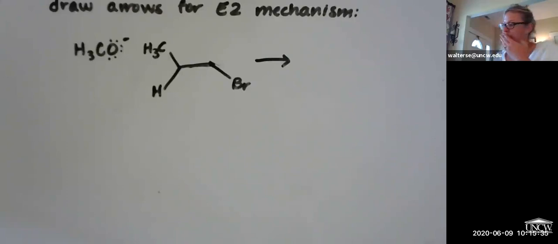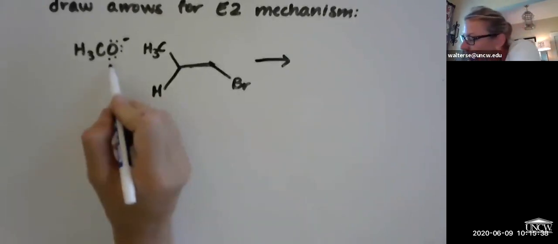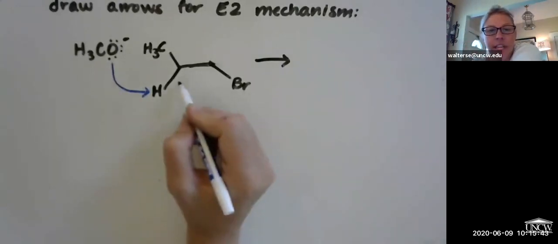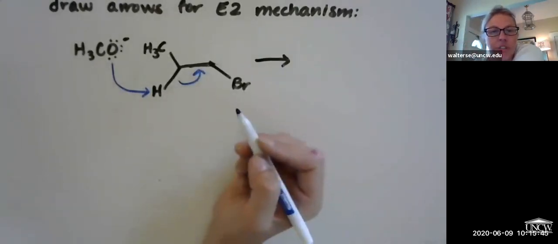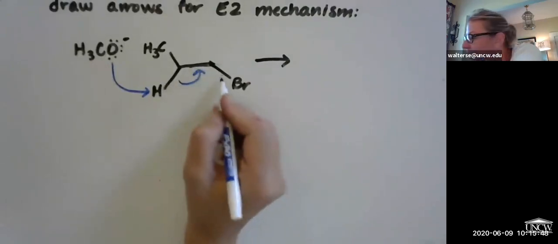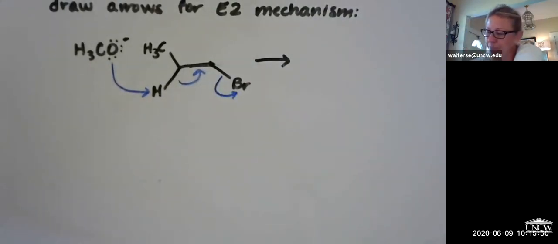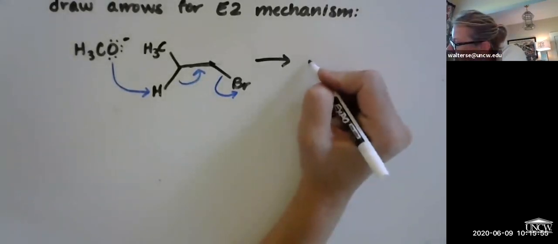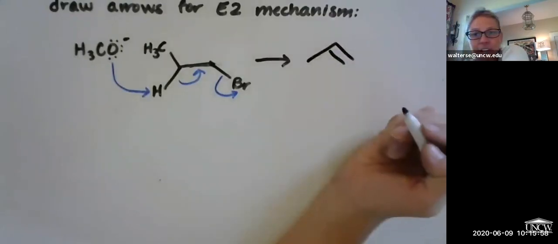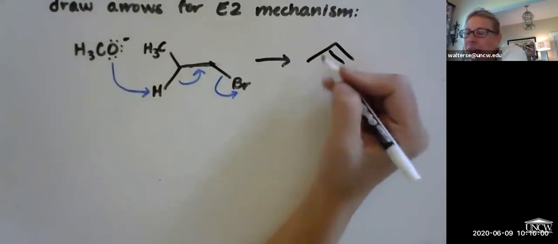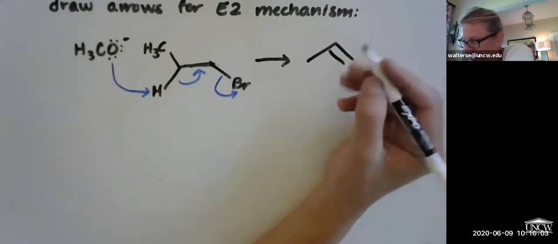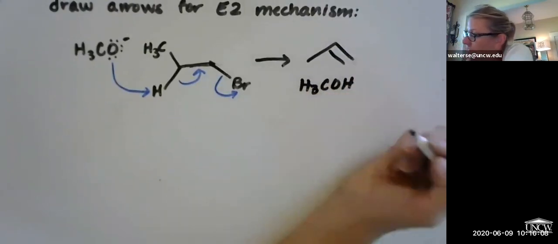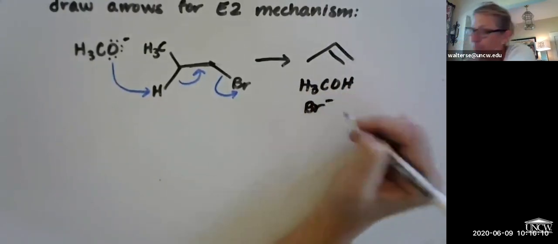Okay, so in this one, these are pretty simple to draw. You grab the proton, take the sigma electrons and make them pi electrons, and lose your leaving group. So what you would have at the end is this alkene, and that would have been the alkene you made from the first way I drew it. Methanol, and then you would have bromide.